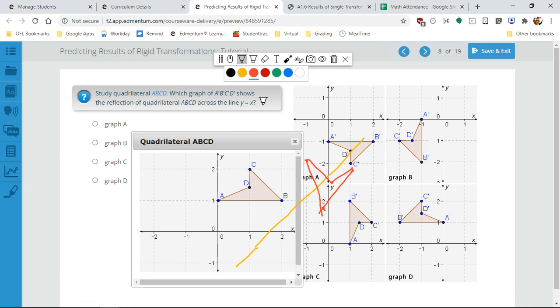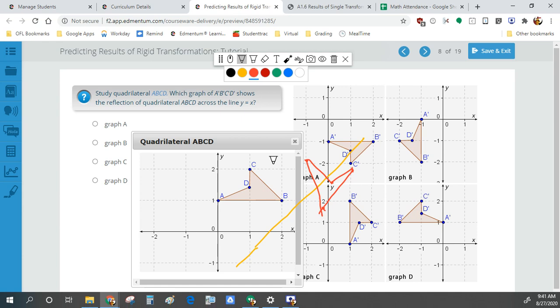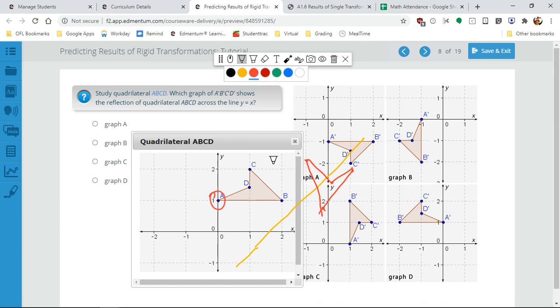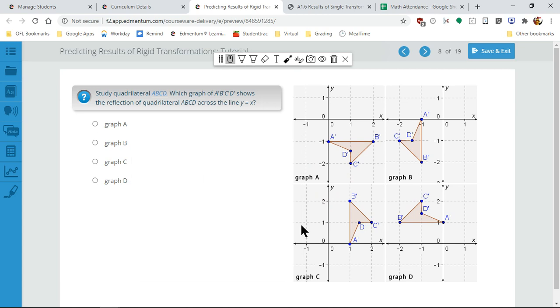The reason being is if we're flipping over the y equals x axis, if you take a look at your notes, the X and Y should change. So this A should be right here. This C is 2 comma 1. So C should be at, I'm sorry, this is 1 comma 2. So our C should be at 2 comma 1. So if I look at that, this is the one that matches up the best.